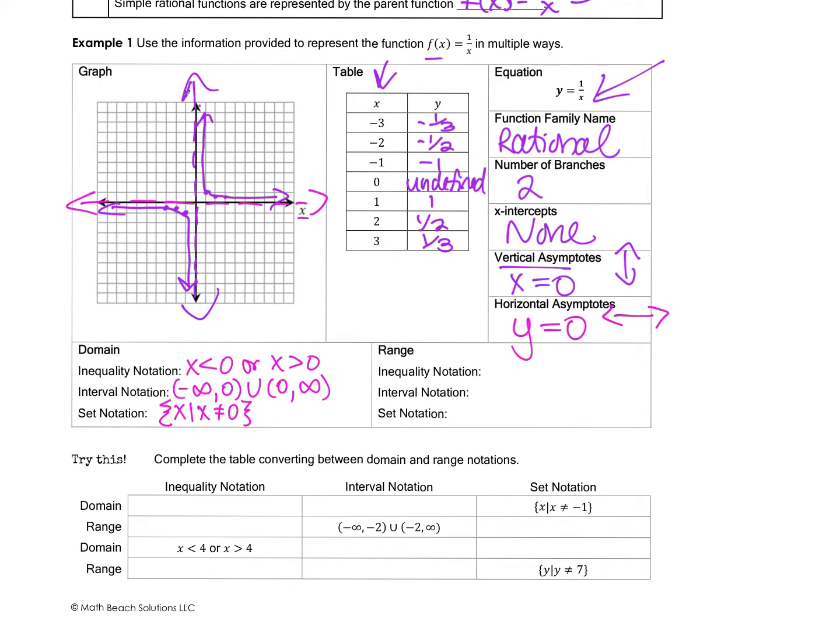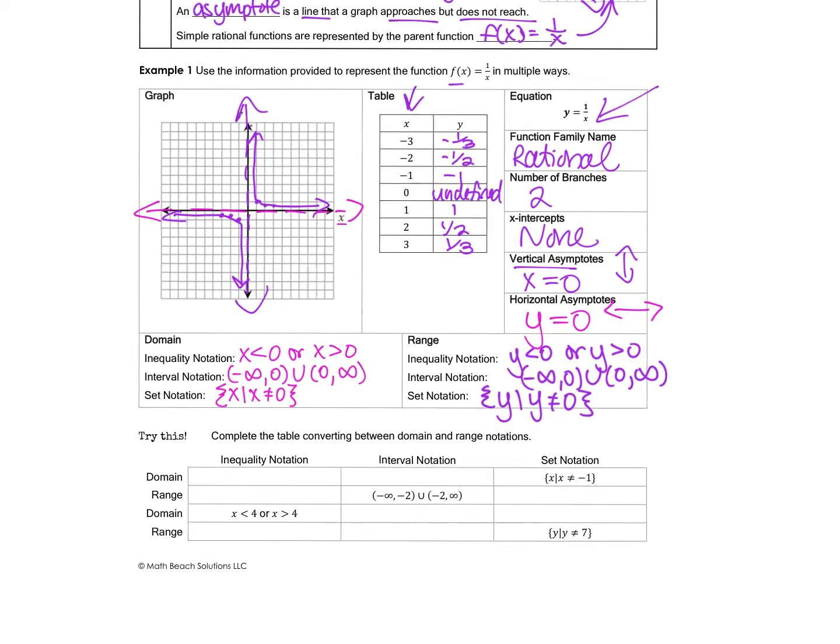Your range, looking at the y, is very similar. y is less than 0 or y is greater than 0. It can't equal 0. Same thing for the interval. And then the set of all y's are all real numbers except 0. So y cannot equal 0. Again, I don't care which way you write your domain and range.